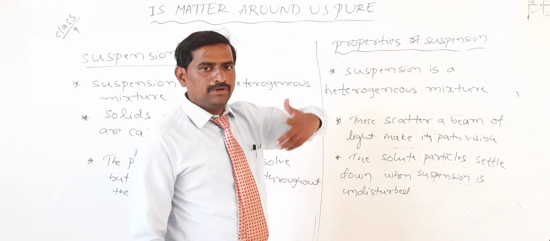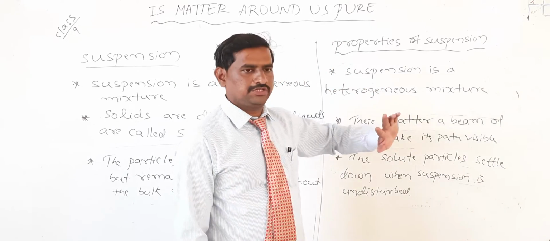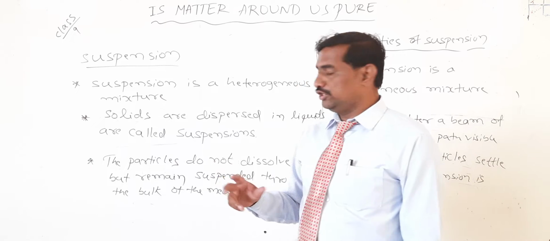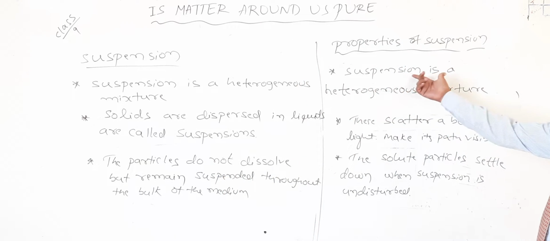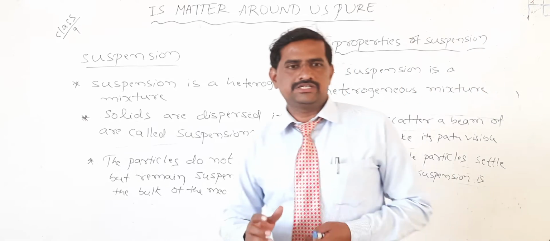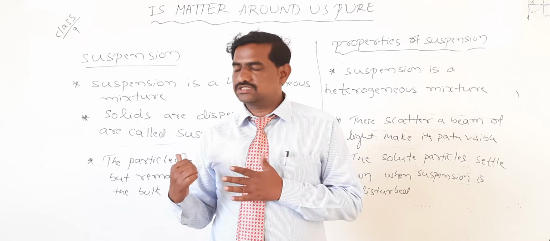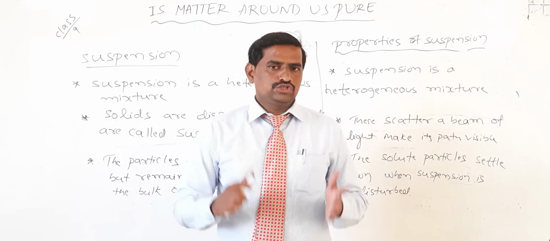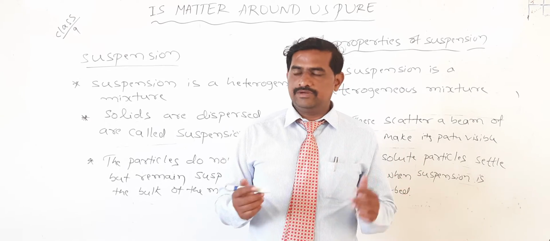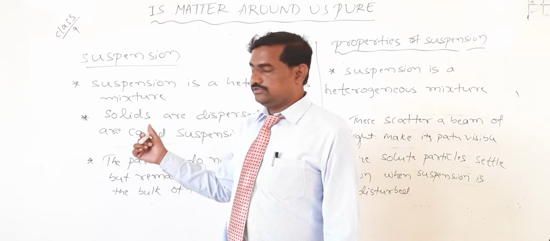Then what are the properties of suspension? The first one: suspension is a heterogeneous mixture. Why? Because some particles are not dissolved. So suspension is a heterogeneous mixture, and it scatters light. Scatter means dispersion. The light will be scattered by the particles in the suspension. But in a sugar solution or a salt solution, a complete solution, the light will not be scattered. But in a suspension, the light will be scattered by the minute particles.